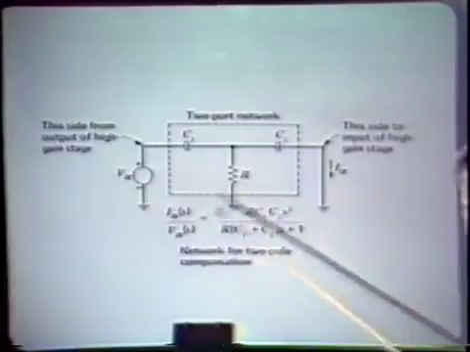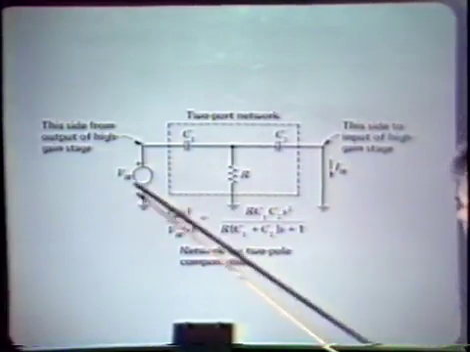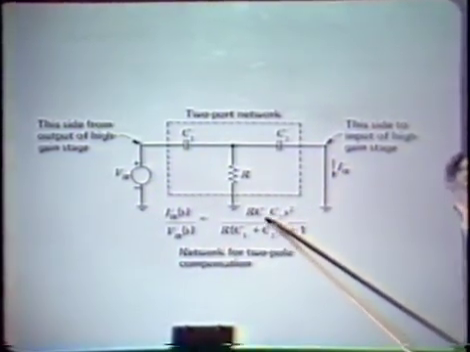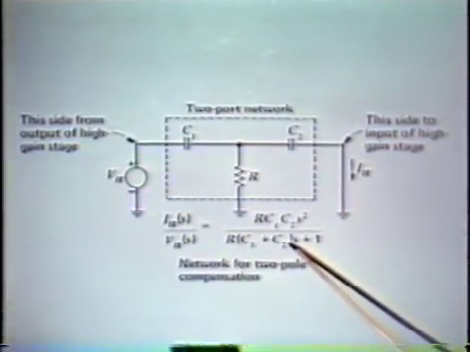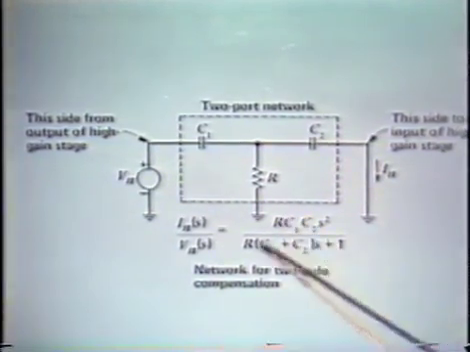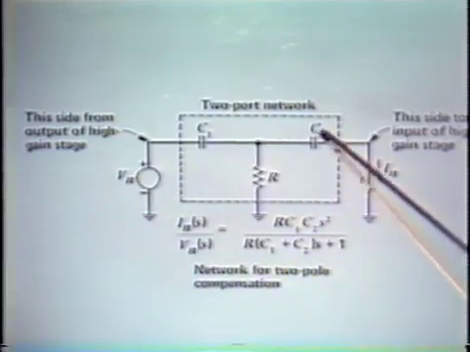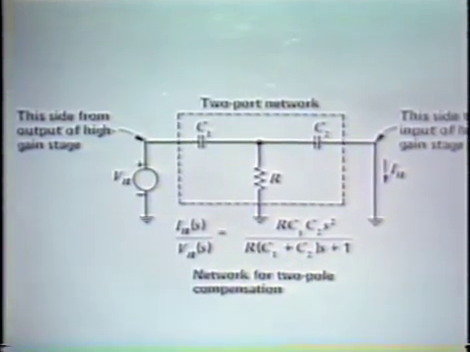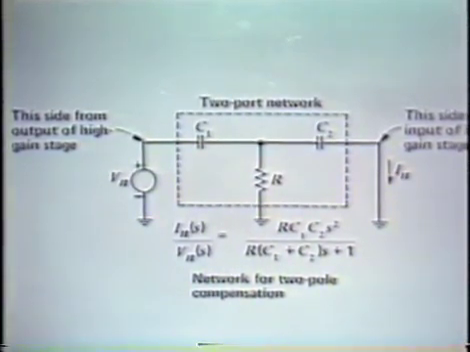Here we have two capacitors and a single resistor. If we measure the ratio of I sub n to V sub n, we find it has the desired form, some constant times s squared over another constant times s plus 1. By appropriately choosing C1, C2, and R, we can adjust the constants. So this kind of T network will in fact give us the sort of two-pole roll-off that we'd like to have if we use that kind of network for compensation.